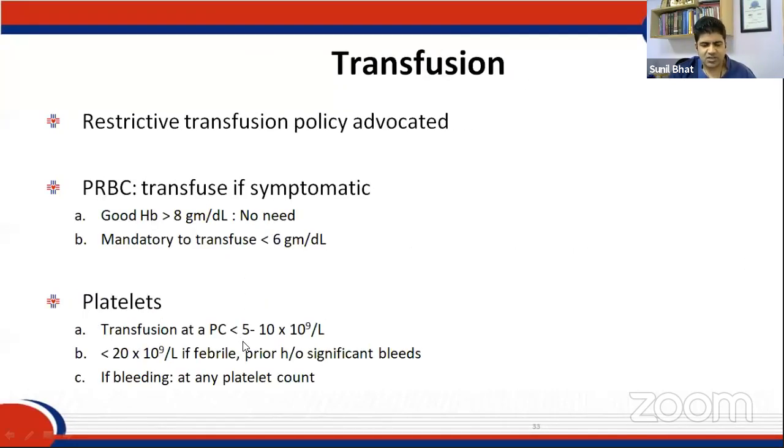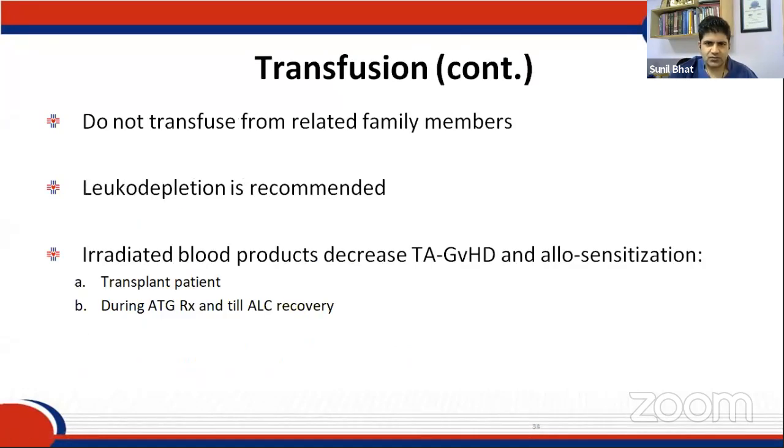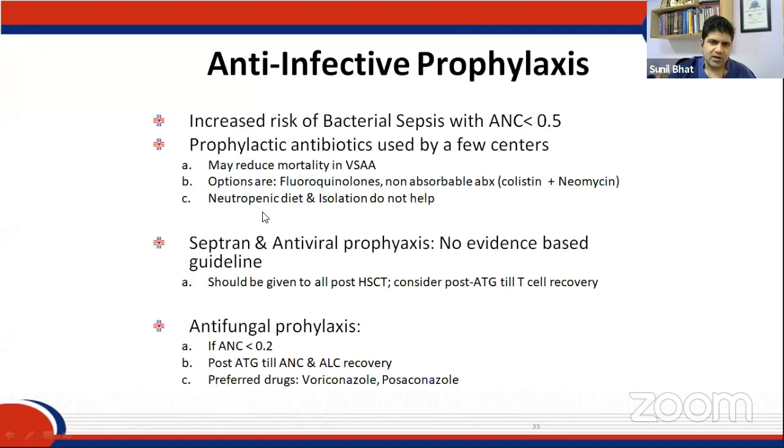Platelets, on the other hand, are transfused if the platelet count is less than 5 to 10,000. Transfuse at less than 20,000 only if they're having bleeds or they're febrile. But if there's significant bleeding, then of course, at any platelet count, you need to transfuse them. We should not transfuse from family donors: mothers, fathers, brothers, sisters, immediate cousins. Leukodepletion is recommended for all these transfusions, and if possible, irradiate the blood products because of transfusion-associated graft-versus-host disease, especially in transplant patients and especially the patients of aplastic anemia who have received ATG therapy. In those patients, try to give irradiated blood products.